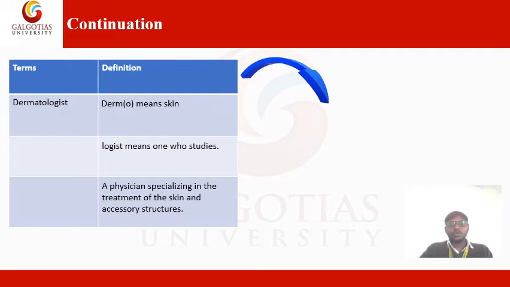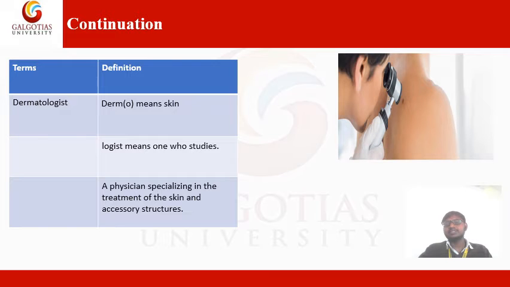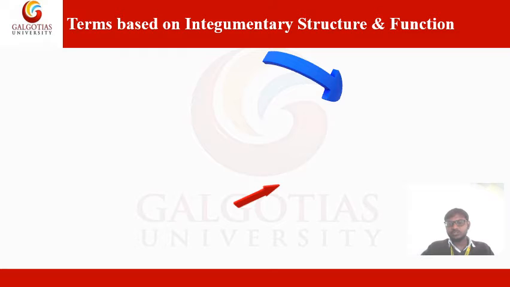A dermatologist is the person who studies dermatology, like a skin specialist doctor. Derm means skin, logist means one who studies: the physician specialized in the treatment of the skin and accessory structures. Now you can see the doctor observing the skin with the help of a scope.